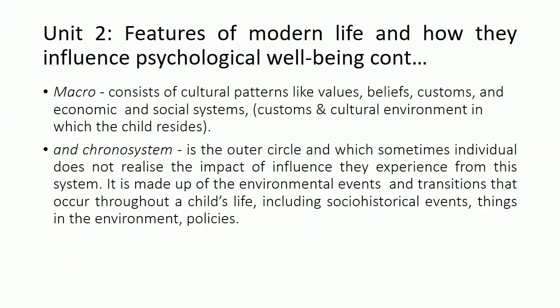And then we have the chronosystem in the outer circle, where sometimes an individual does not realize the impact of the influence they experience from this system. It is made up of the environmental events and transitions that occur throughout a child's life, including historical events, things in the environment, and policies. That is the very outer, far end circle, which also influences the child, though not directly.